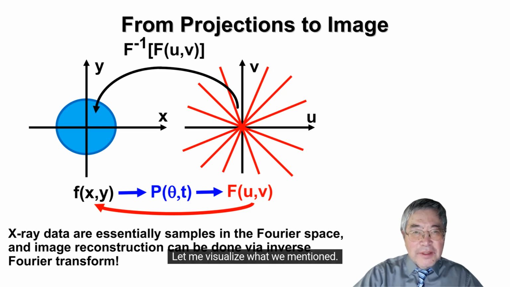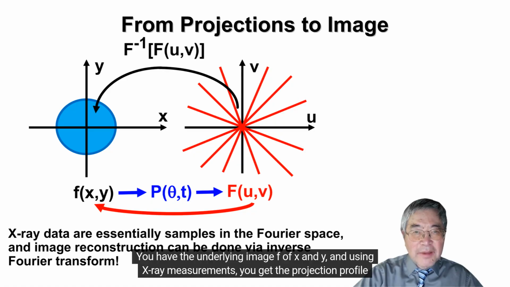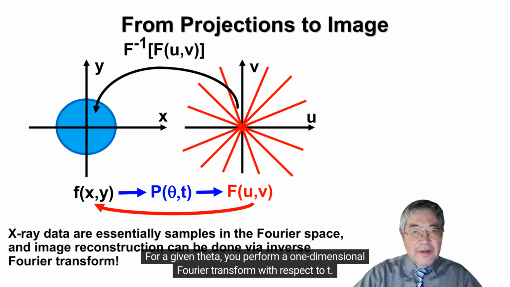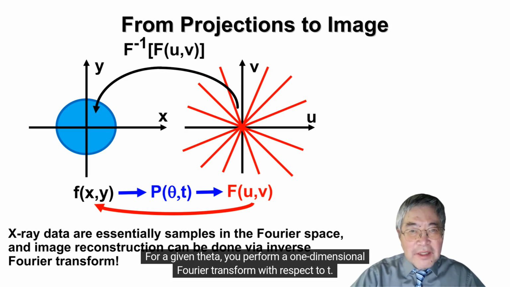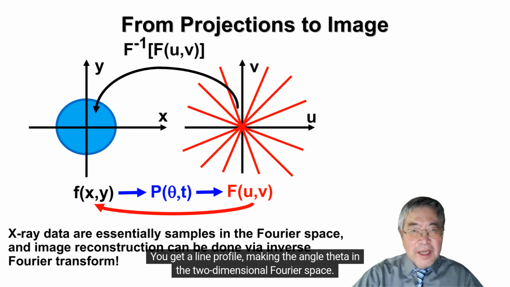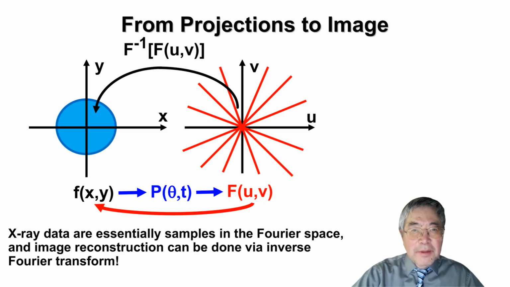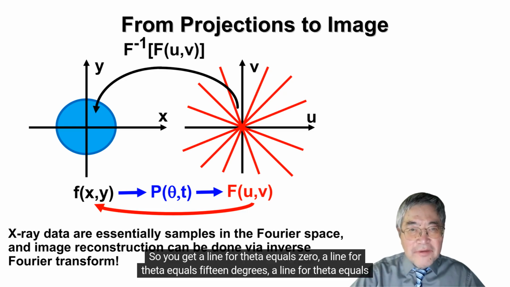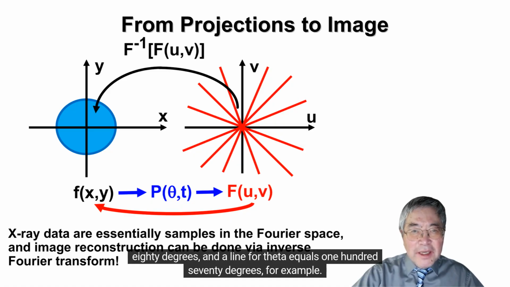Let me visualize what we mentioned. You have the underlying image f of x and y, and using X-ray measurements you get the projection profile p of theta and t. For a given theta, you perform a one-dimensional Fourier transform with respect to t. You get a line profile making the angle theta in the two-dimensional Fourier space. But theta can be changed as you wish from 0 to pi, that is 0 to 180 degrees. So you get a line for theta equals 0, a line for theta equals 15 degrees, a line for theta equals 80 degrees, and a line for theta equals 170 degrees, for example.